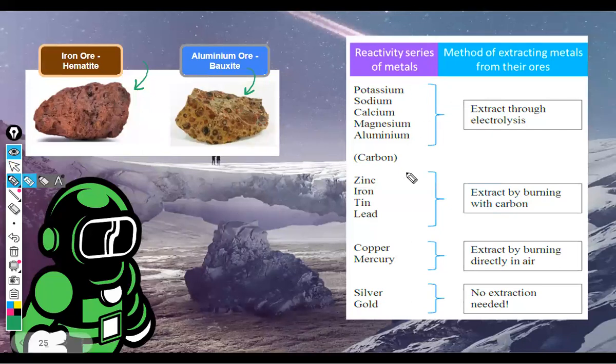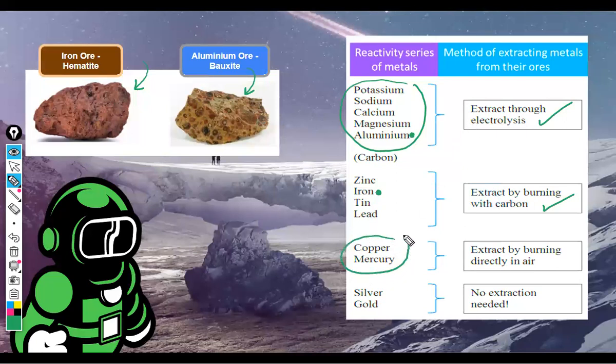This here is a general chart of how you extract certain metals from the ground. In case you didn't realize, this is the metal reactivity series. From potassium to aluminum, we use electrolysis. Zinc, iron, tin, and lead, we use burning with carbon. So to extract iron, which is the one on the syllabus, we have to extract it by heating it with carbon. Aluminum, we have to use electrolysis.